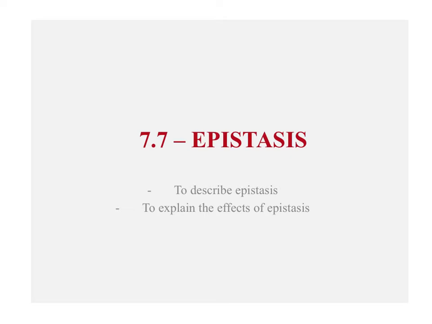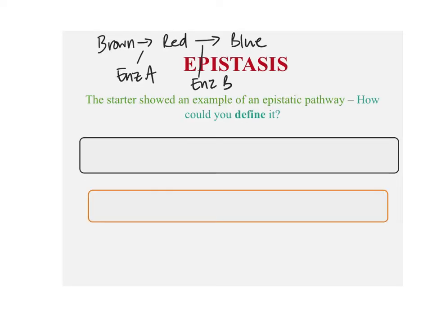All right, so as we said, today we are looking at epistasis. All we've got to be able to do is describe it and recognise it happening in the transition of organism phenotypes or the variation in organism phenotypes. So the starter showed an example of an epistatic pathway, or a pathway where epistasis is in action. Now, can you have a look at the example again? It's exactly the same one as the starter at the top. We've got brown going to red, going to blue phenotypes, controlled by enzyme A and enzyme B, and have a go at defining what epistasis is.